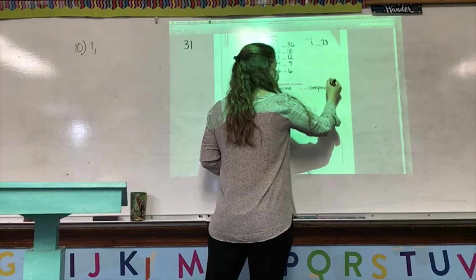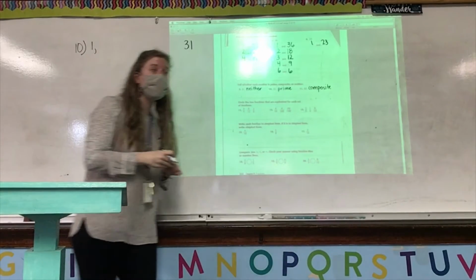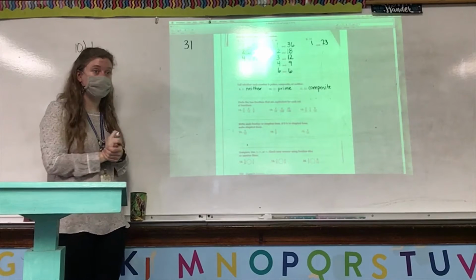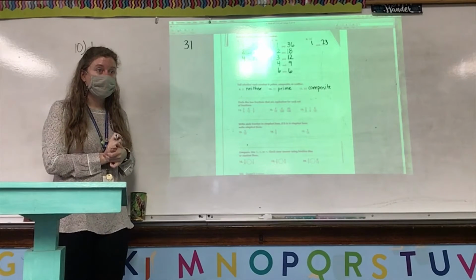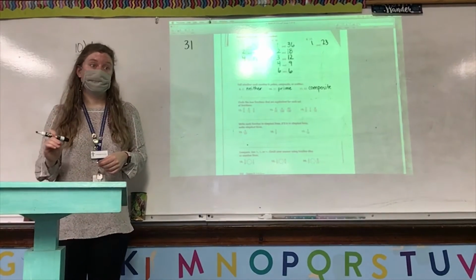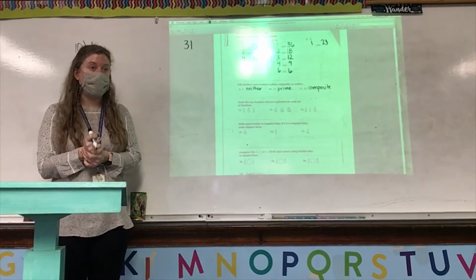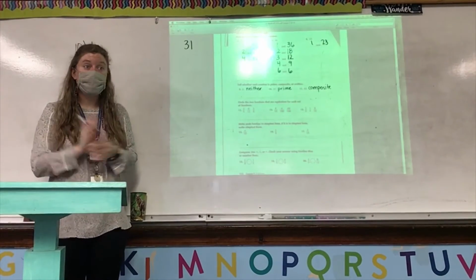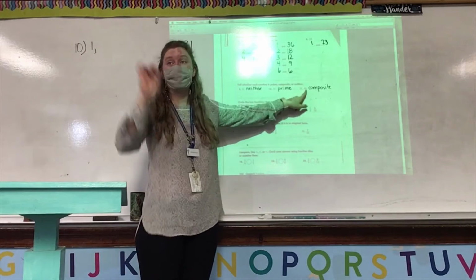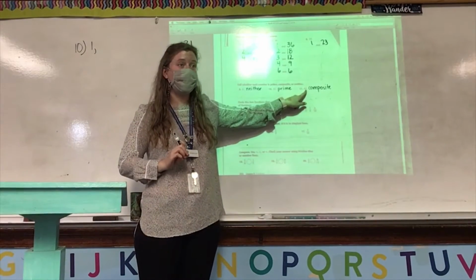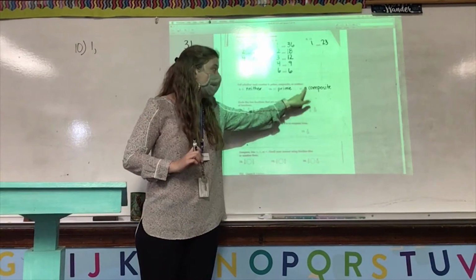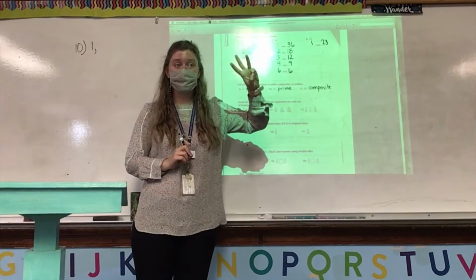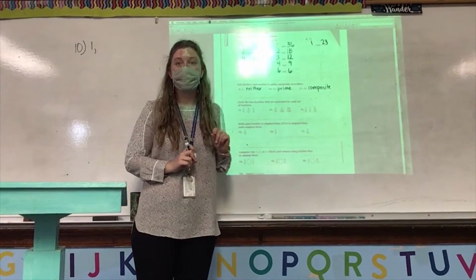Because it has 3 or more. Well, how do we know that it's going to have 3 or more factors just by looking at the numbers? Because it's even. That means it automatically has what as a factor? 2. So that means at the very least, if the number is even, it has 1, 2, and itself. There's 3 factors. Composite is 3 or more.